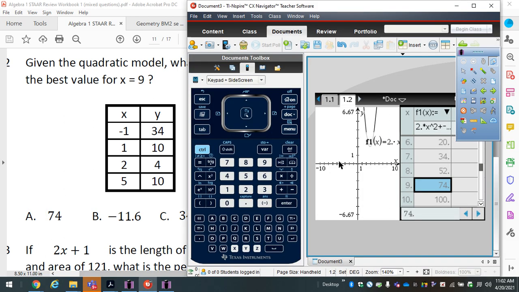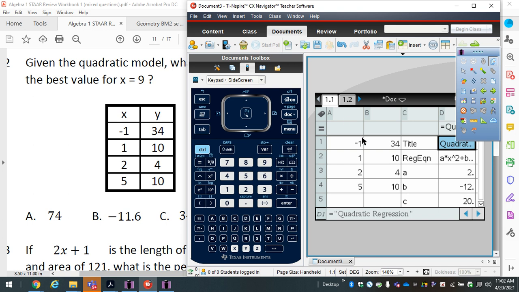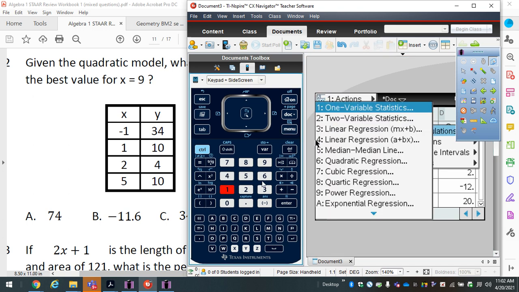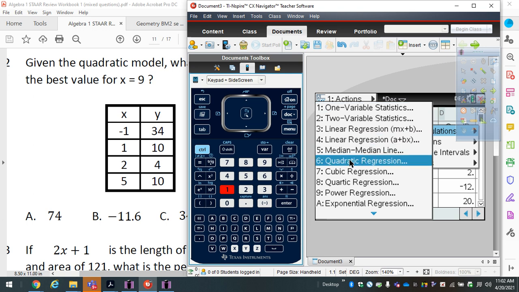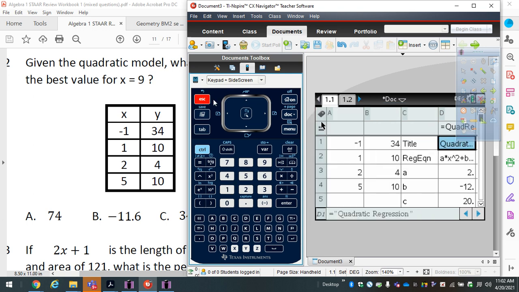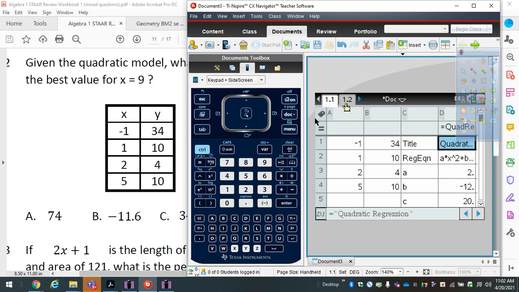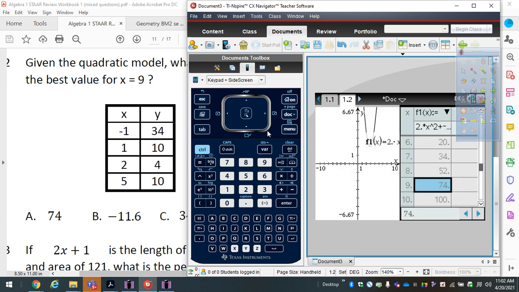Just in case you didn't see that, what I did here: put the numbers in here. Then we go to menu, 4, 1, 6, quadratic regression. Got that. Then I added a page. How do you add a page? That's how you add a page, okay? So I'm going to add a third page here.